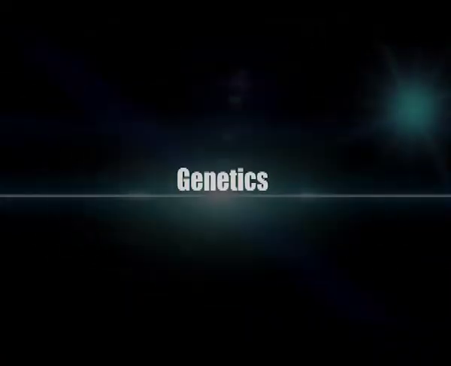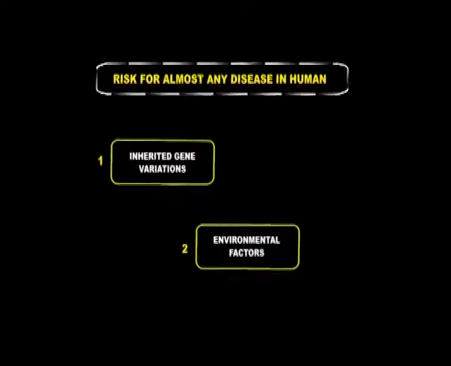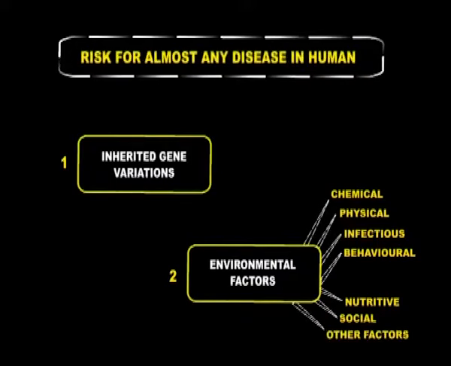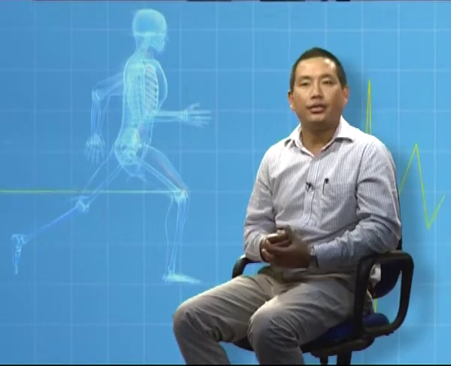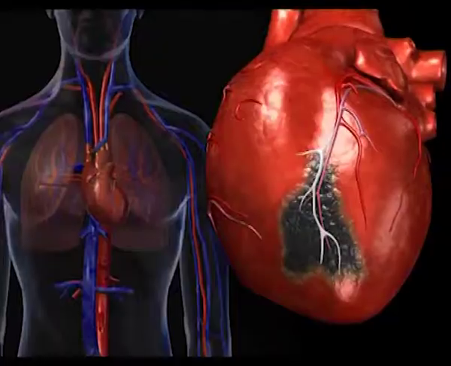Now another determinant is genetics. Risk for almost any disease in human population is a result of interaction between inherited genes, variation, and environmental factors, which includes chemical, physical, infectious, behavioral, nutritive, social, and other factors. Inheritance plays a part in determining lifespans, healthiness, and the likelihood of developing certain illness. Genetic variations were discovered not only in relation to rare diseases but also to those that increase susceptibility to common chronic diseases such as cancer, heart disease, and so on.